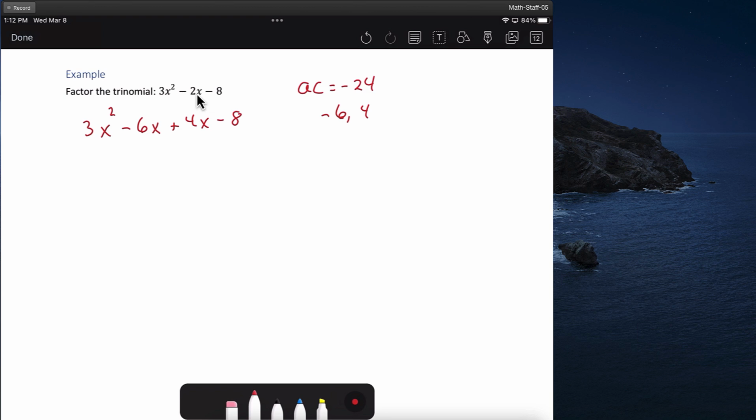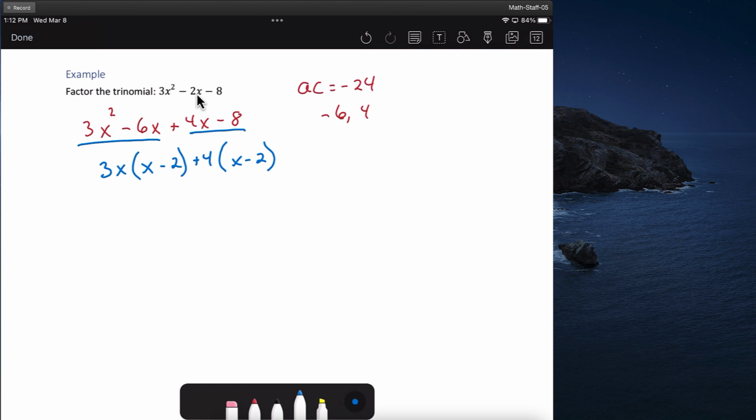From here, factor by grouping. Look at those first two terms. Factor out their greatest common factor, which is 3x. Then we'll be left with x minus 2. And then focus on the last two terms. Their greatest common factor is 4. Factor out a 4 and we're left with x minus 2.